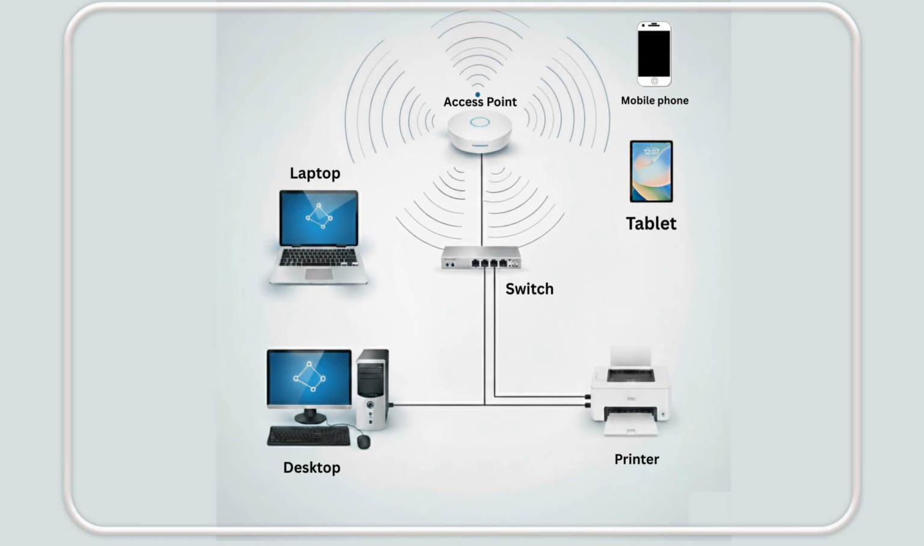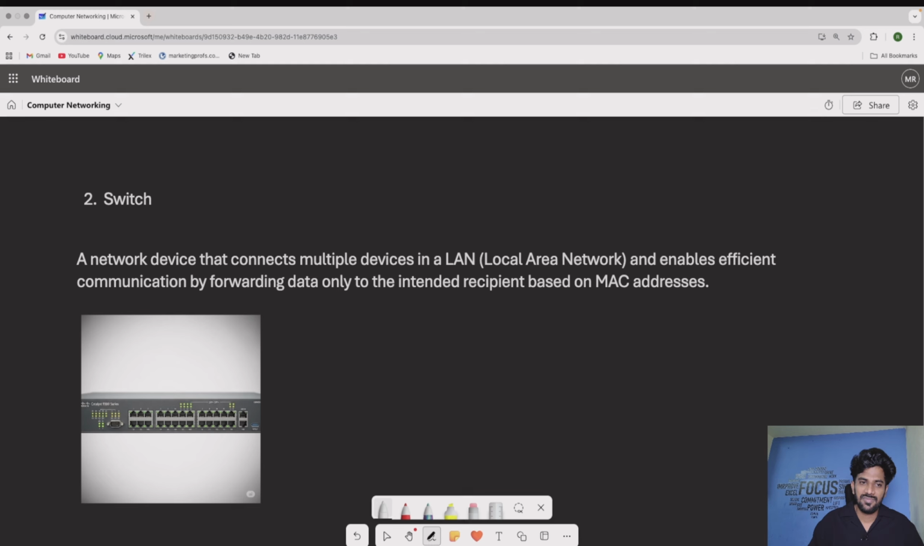Now this access point is connected to a switch. What is a switch? It is very important to understand, and this question is frequently asked in interviews. Please be focused on it. Okay, so look at the definition of the switch. A switch is a network device that operates at the LAN level. If you don't know about the network types, please watch my previous video where I explained everything about the network types.